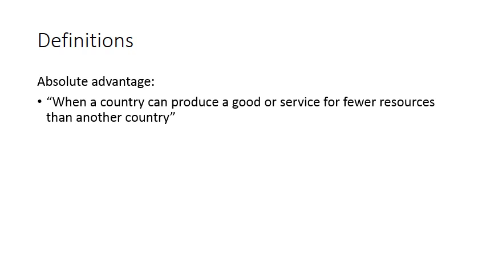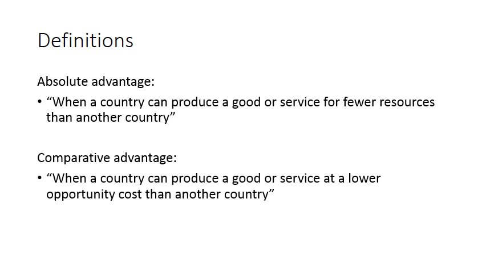We define absolute advantage as when a country can produce a good or service for fewer resources, so that's at a lower cost, than another country. So if a country requires less input to produce a good or service, it has absolute advantage in producing that good or service. Comparative advantage is when a country can produce a good or service at a lower opportunity cost than another country. So the key difference between absolute and comparative advantage is that comparative advantage is concerned with opportunity costs, while absolute advantage is concerned with the costs themselves.